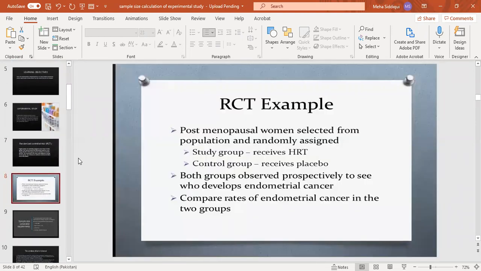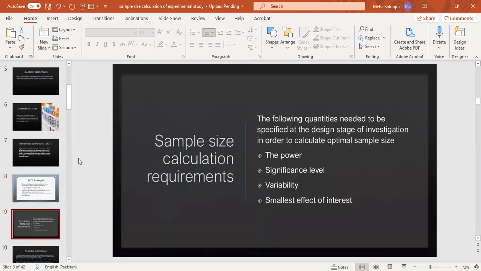Now, an example of a randomized controlled trial. For example, post-menopausal women are selected from the population and randomly assigned. There are two groups. One group is the study group that receives HRT, and the other group, the control group, receives placebo. Both groups are observed prospectively to see who develops endometrial cancer. Then compare rates of endometrial cancer in the two groups.